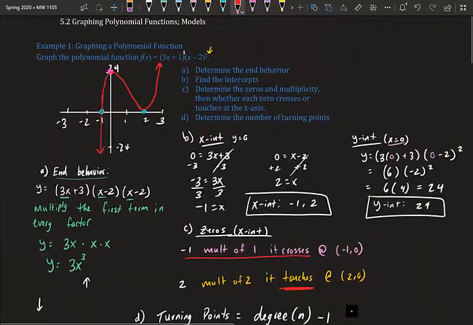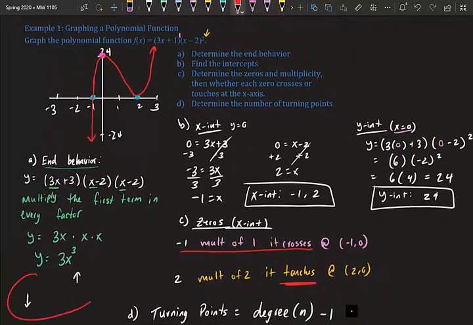How do we know where our arrows go? Because of our end behavior. We know that at the ends, we have one that goes down and one that goes up. So that's how we know this is coming from down to get to our next point at (-1, 0). We cross it because of its multiplicity. We go to 24, go back down. We only touch at (2, 0). Then we know to go back up because of our end behavior.